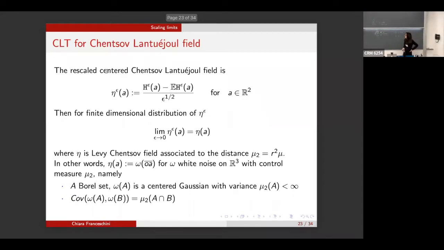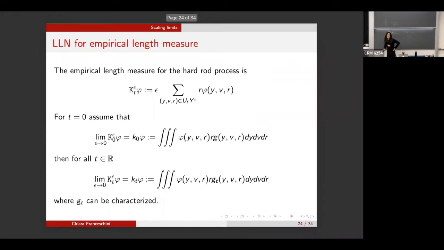But now what we are interested in is the empirical measure associated to the Hard rods process. So we define an empirical measure K epsilon T associated to a test function. Again, here we are rescaled, and now we are not in X, we are in Y, in the Hard rod space. So here Y epsilon is the space of hard rods which have shrunk length epsilon R instead of R, and the density is epsilon minus 1, so that the global mass is still of order 1.